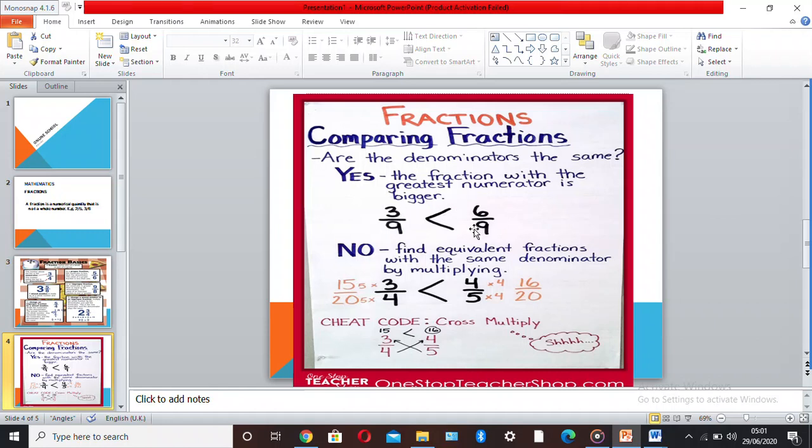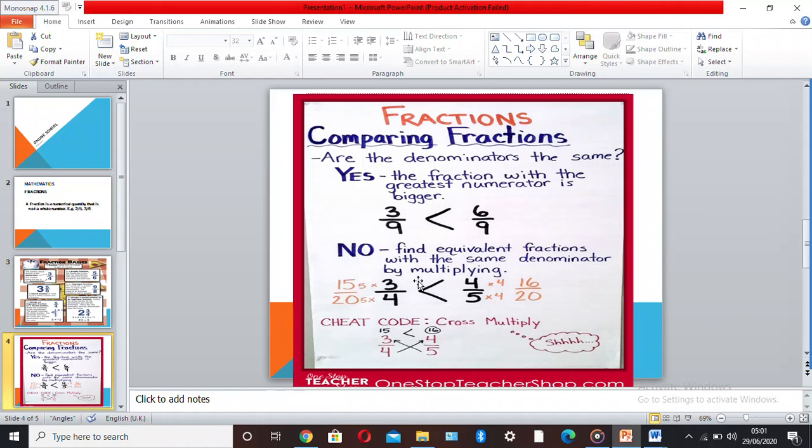The fraction with the greatest numerator is bigger, so I ask myself, which of them is greater? 3 is less than 6. Of course, we know that 6 is greater than 3, so therefore 3 over 9 is less than 6 over 9. Okay? How about in the case of equivalent fractions?